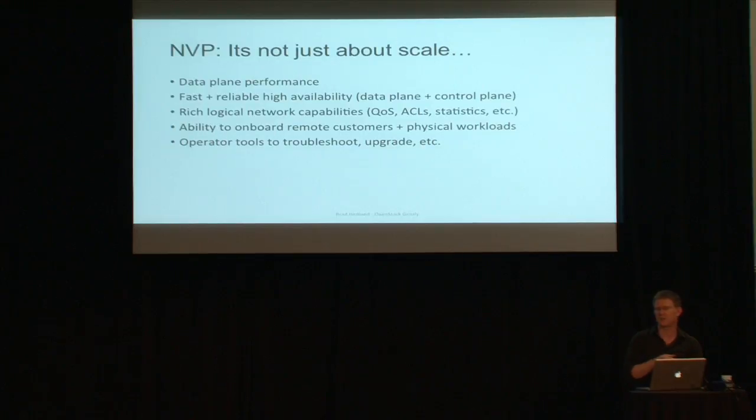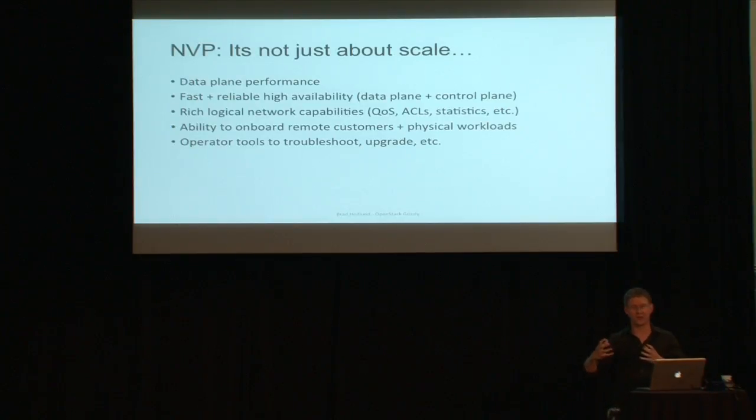First off, data plane performance. We talked about the tunneling mechanisms. I actually cut out a slide on something called STT, a hyper-optimized tunneling mechanism that takes advantage of TCP segmentation offload. It gives you really good forwarding performance compared to something like GRE. This is a theme you probably got: fast, reliable, high availability, both in the data plane and the control plane. Your network always needs to work. It's a core piece of your infrastructure.